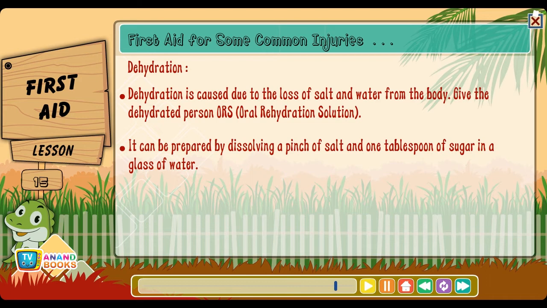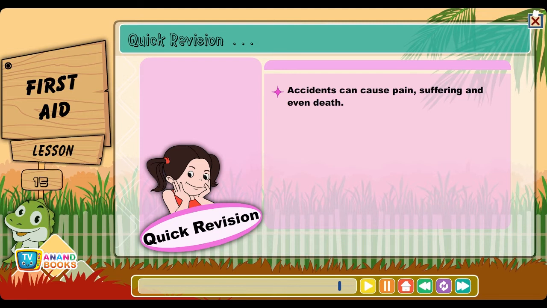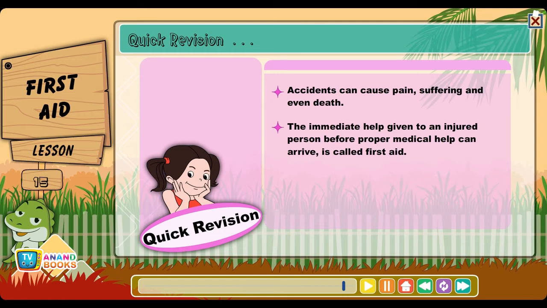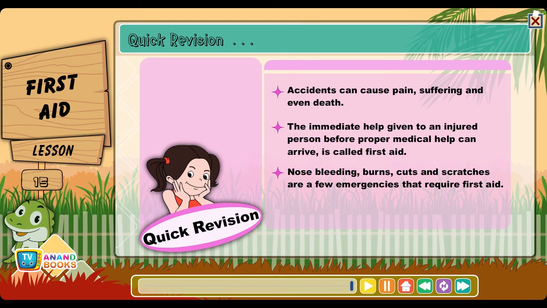Quick revision. Accidents can cause pain, suffering, and even death. The immediate help given to an injured person before proper medical help can arrive is called first aid. Nose bleeding, burns, cuts, and scratches are a few emergencies that require first aid.